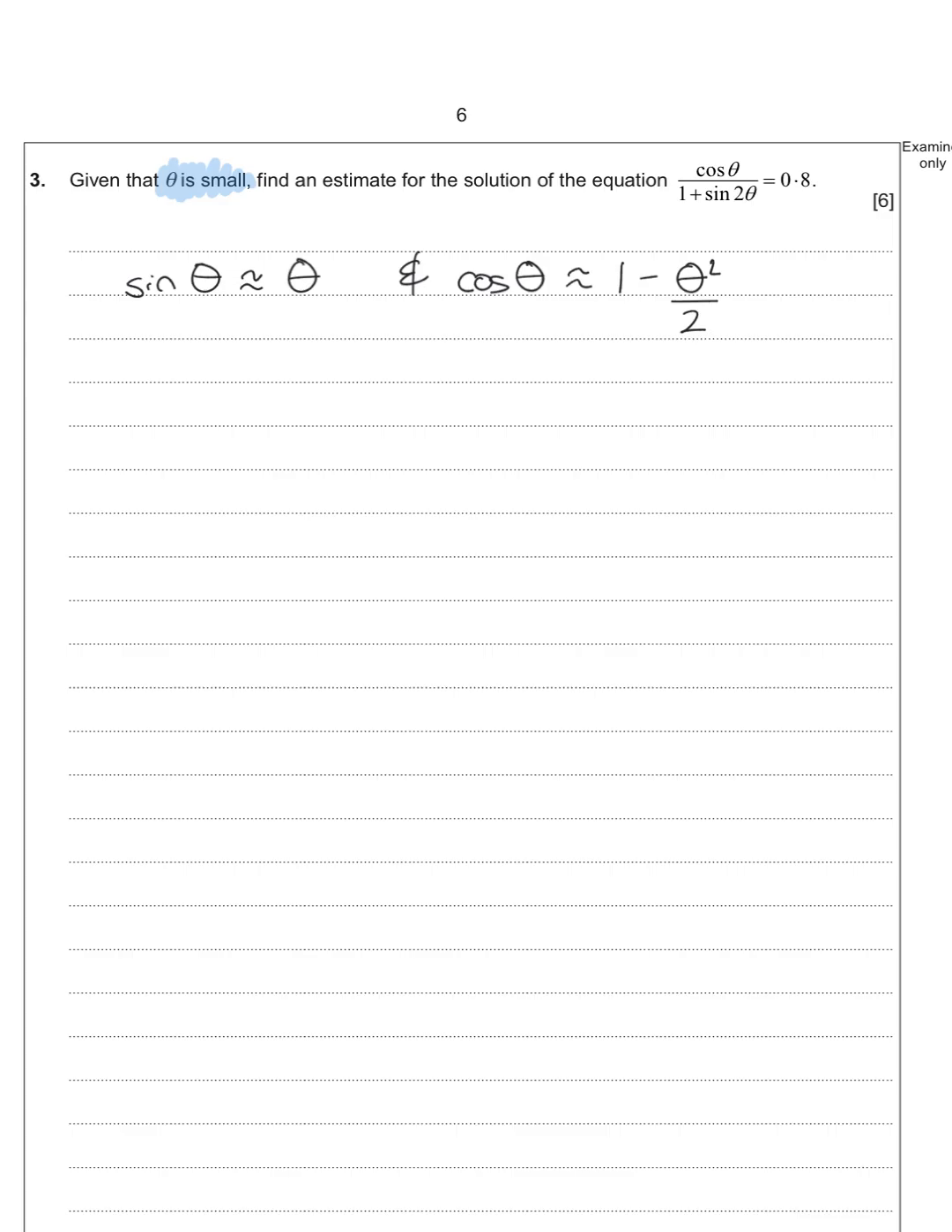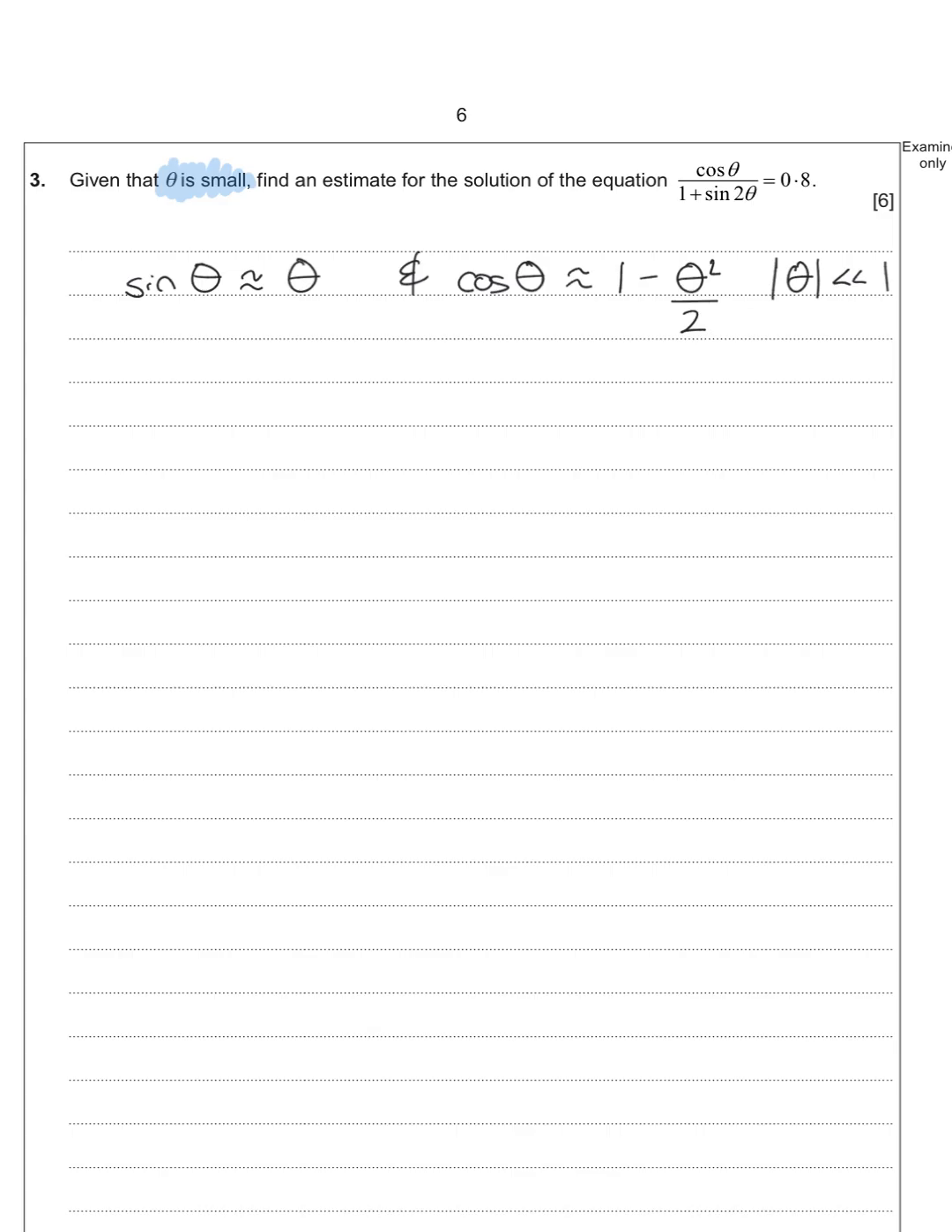Now, these work when theta, so modulus of theta, is very, very small, much, much less than 1. The smaller they are, the better the approximations. I'm sure you've seen the graphs that show you how accurate these approximations are. Okay, so then we're going to sub those into our given function.